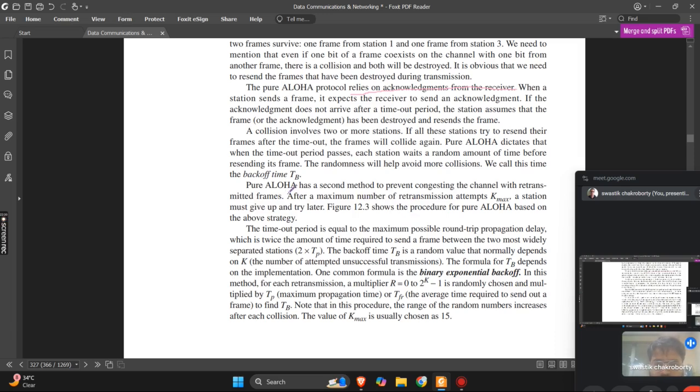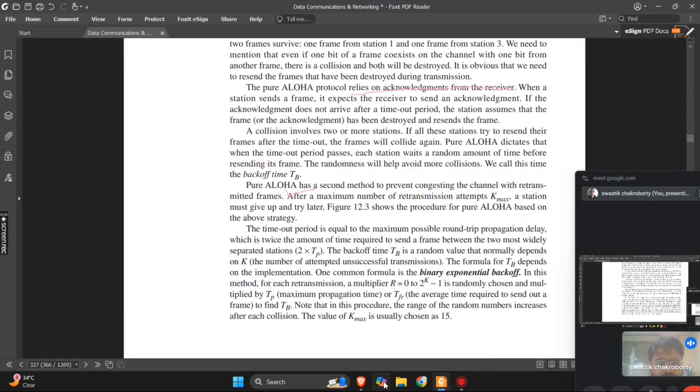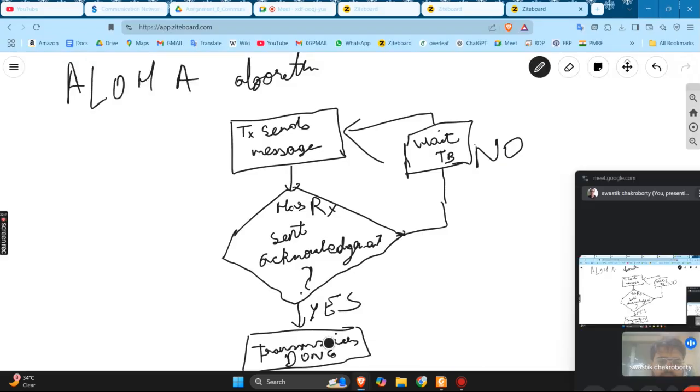Now another check that is made on pure ALOHA is the maximum number of retransmission attempts. So again we have to modify our algorithm. If you send once and you don't get the acknowledgement back, and you send it again and again and again, at one point you are clogging the system, but you are not achieving your goal of transmitting the message. So at one point you have to stop, right? So in that case, you are allowed a maximum number of transmissions.